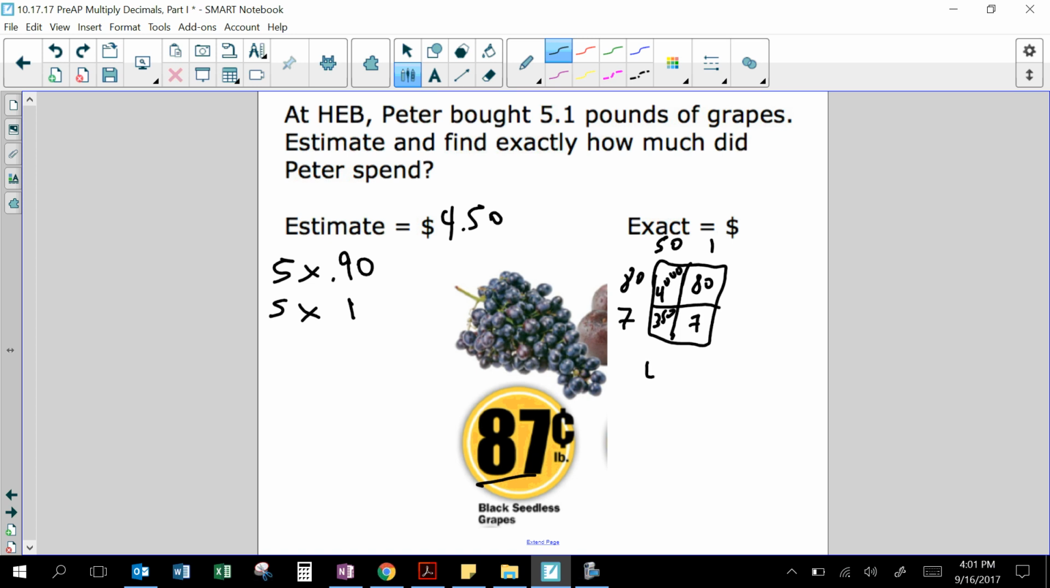So 4,350 plus 87. If you add this up, oh, I got 4437, but where does the decimal point go? Well, this is about 87 cents per pound. How would you write that as a decimal?